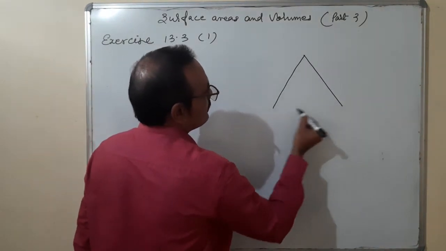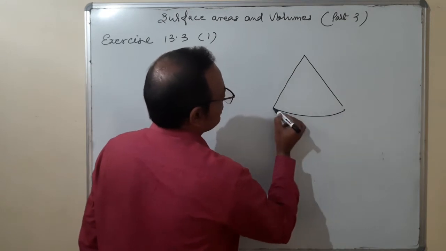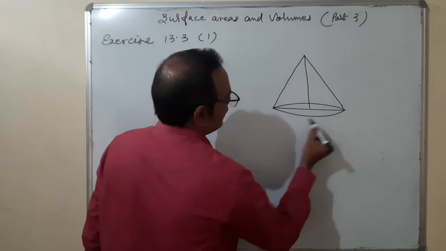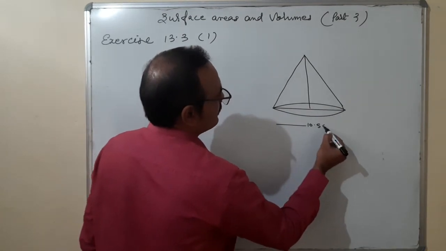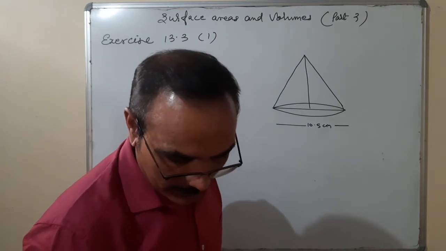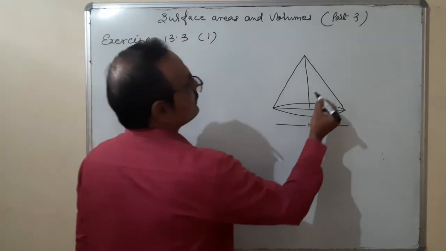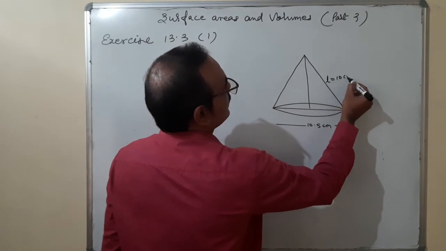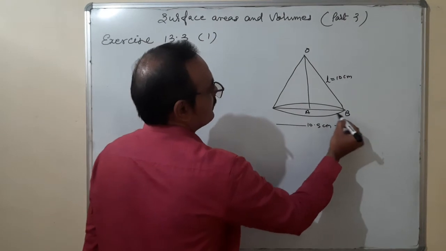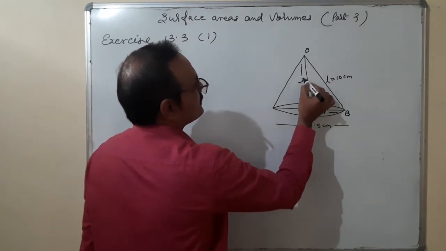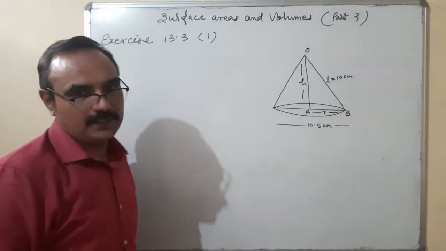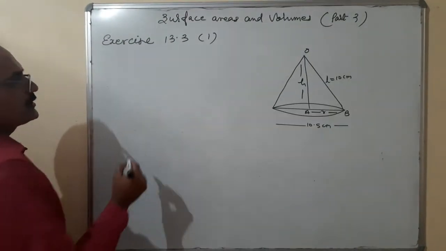You can make a diagram for each and every question. The diameter of the base of the cone is given as 10.5 centimeter. That is the diameter of the base of the cone. And slant height is 10 centimeter. L is equal to 10 centimeter. O, A, B, R, it is H. Find its curved surface area.